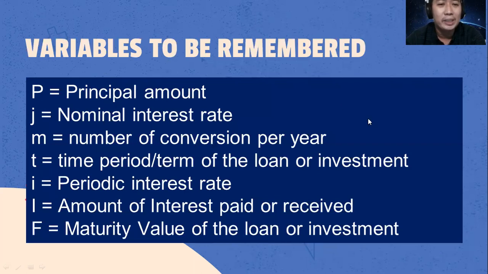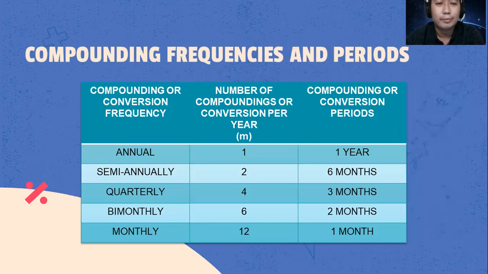So these are the variables to be remembered. P for the principal amount, the amount of money being borrowed. J is the nominal interest rate. M is the number of conversions per year. T is the time period or term of the loan or investment. I is the periodic interest rate. Later we will be knowing how to solve this one. Then capital I is the amount of interest paid or received. F is for maturity value or final value or face value.